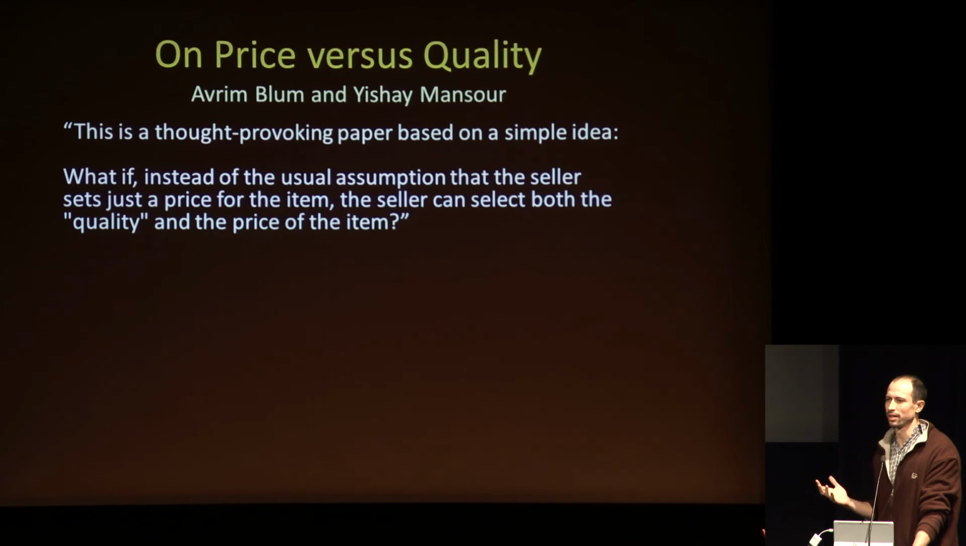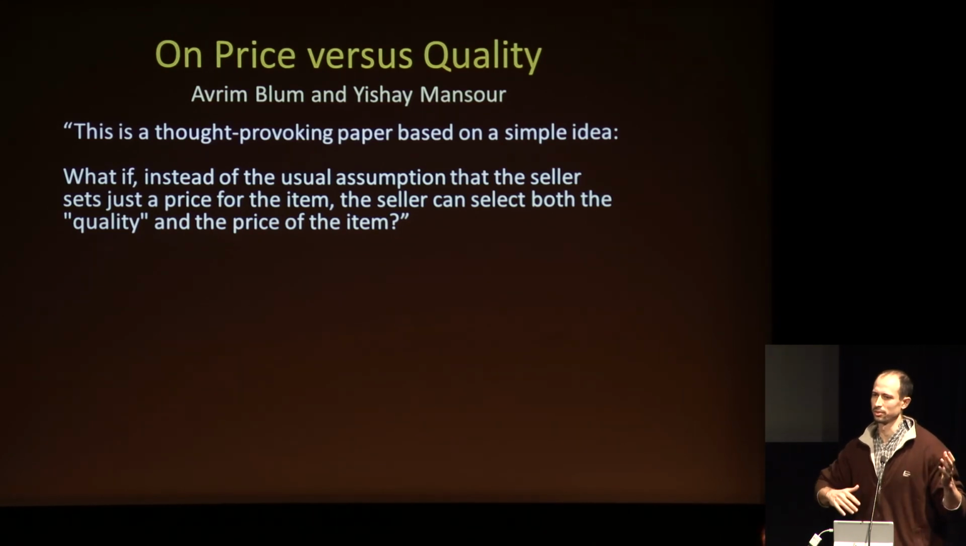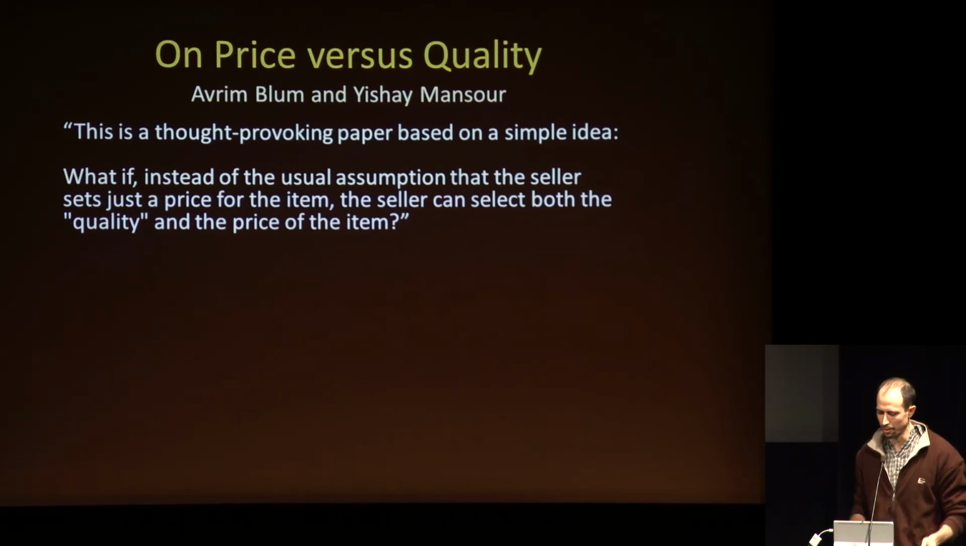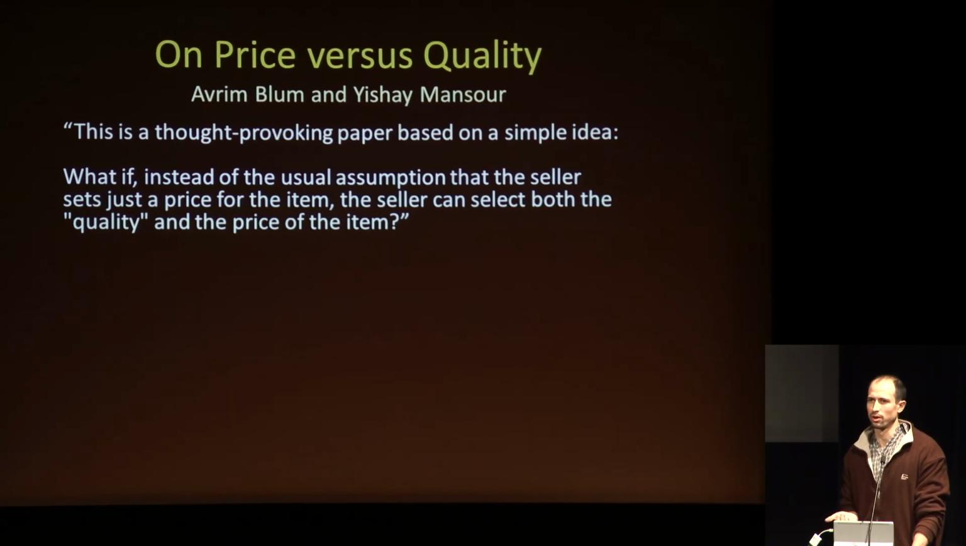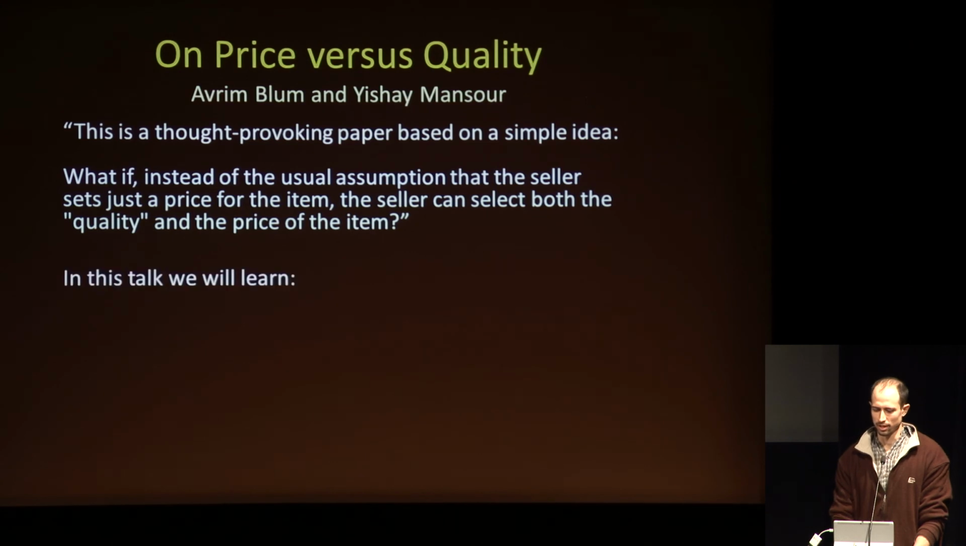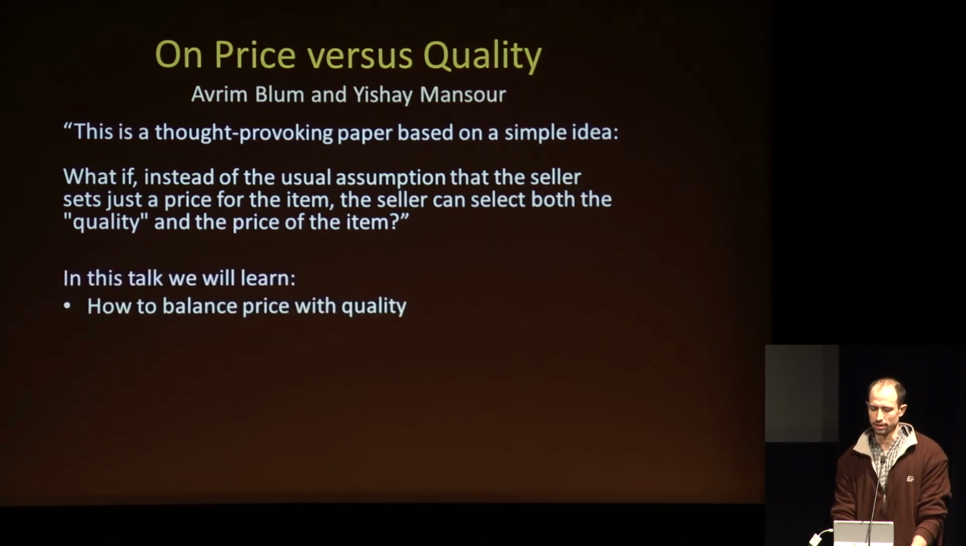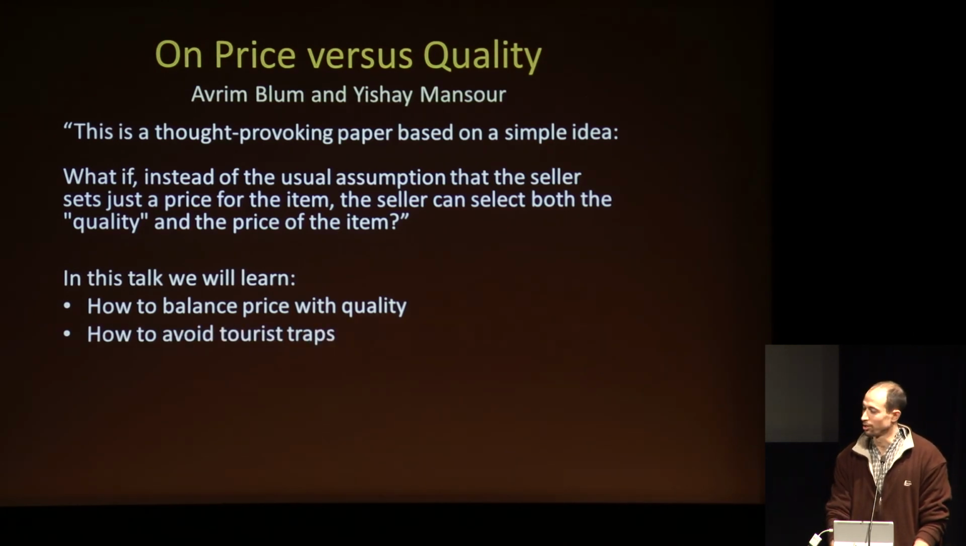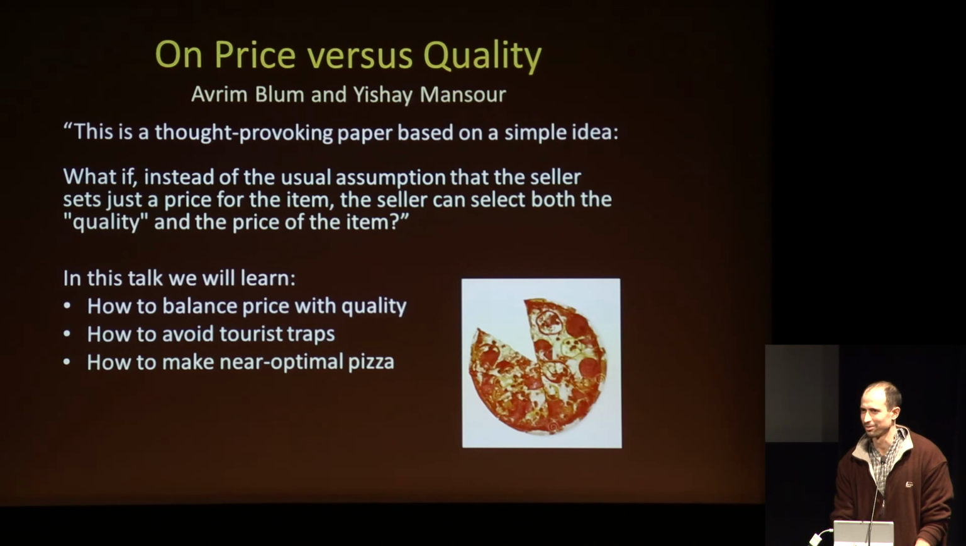So typically in mechanism design, we have all these complicated formulas, how to set prices and maybe do some randomized auction, blah, blah, blah. But what if you can also control the quality of the item you're selling? So we'll learn how to trade price and quality, how to combine them together. We'll also learn how to avoid tourist traps and how to make a near optimal pizza. And here I couldn't resist the pun of a near optimal pizza.